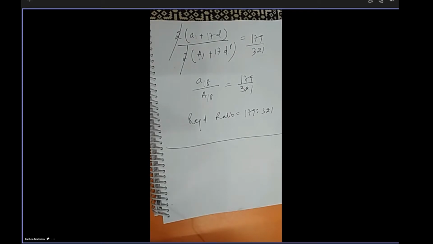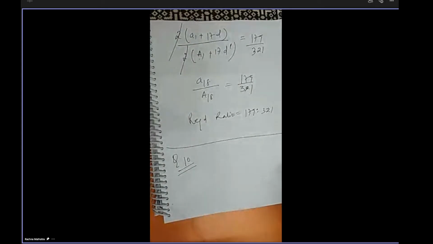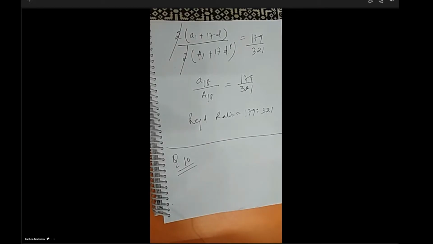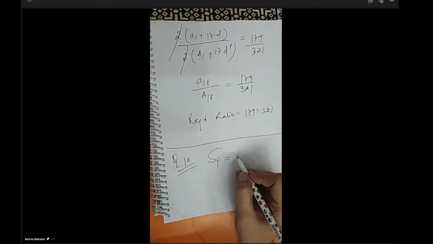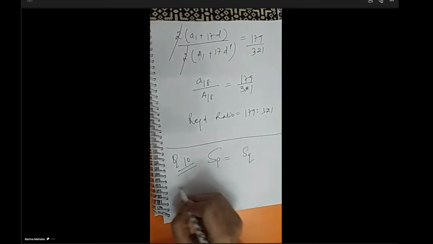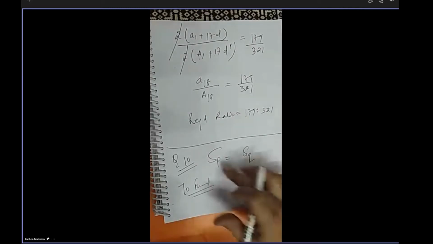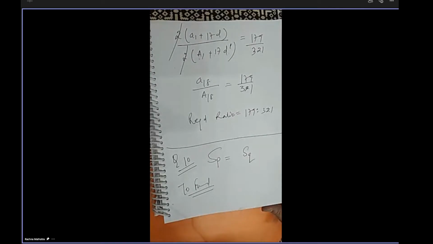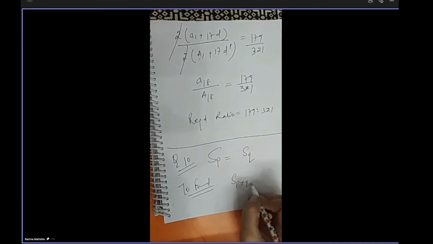Now question number 10. Please dictate question number 10 also. Question number 10: If the sum of the first P terms of an AP is equal to the sum of the first Q terms, then find the sum of the first P plus Q terms. In the question, SP, the sum of P terms, is equal to the sum of Q terms. We have to find the sum of P plus Q terms.